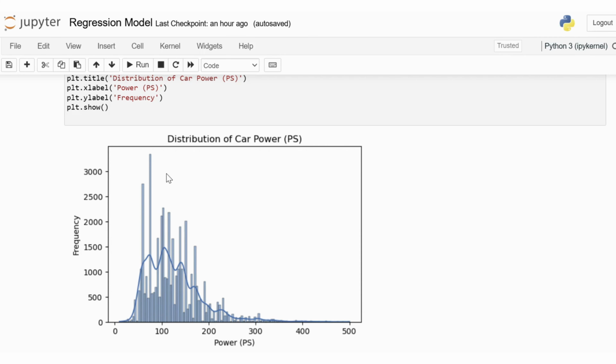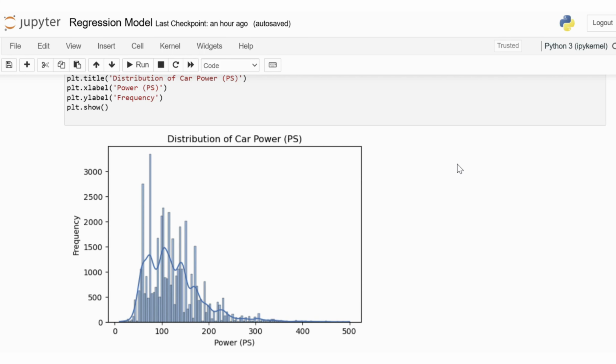150 PS. The density curve follows the same right-skewed pattern, peaking at around 100 PS, which indicates the most common power value among the cars. We can also see that the data is heavily skewed to the right, indicating that while most cars have lower power, there are some cars with significantly higher power values. And there are fewer cars with power exceeding 300 PS, but they still exist within the dataset.